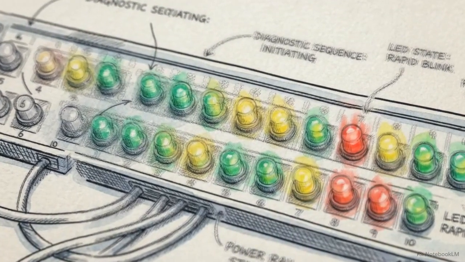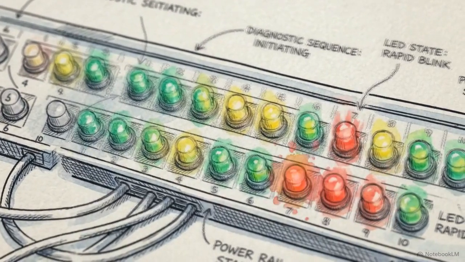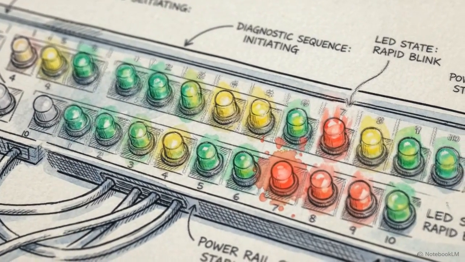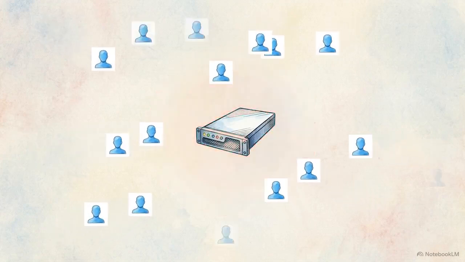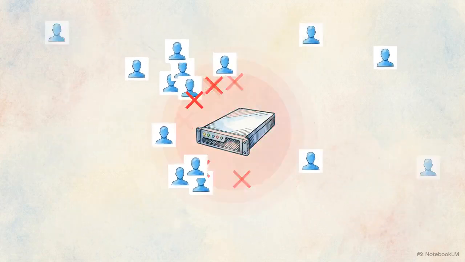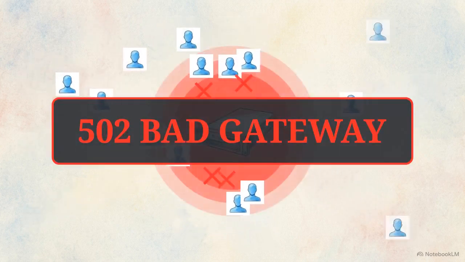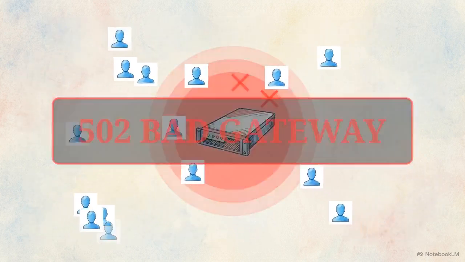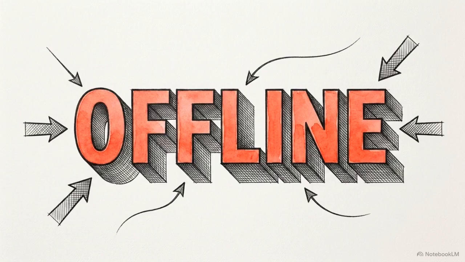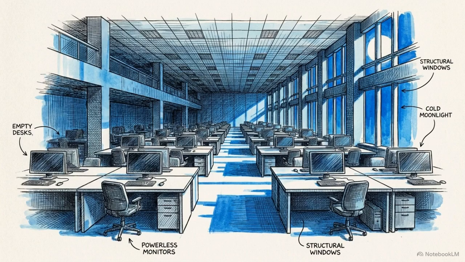The CPU maxes out at 100%, and the system begins aggressively thrashing its memory. The server stops accepting new connections. Existing requests time out, and users are greeted with a wall of 502 bad gateway errors. This is a single point of failure. If this one physical machine loses power or overloads, every user is disconnected and the entire business goes offline.